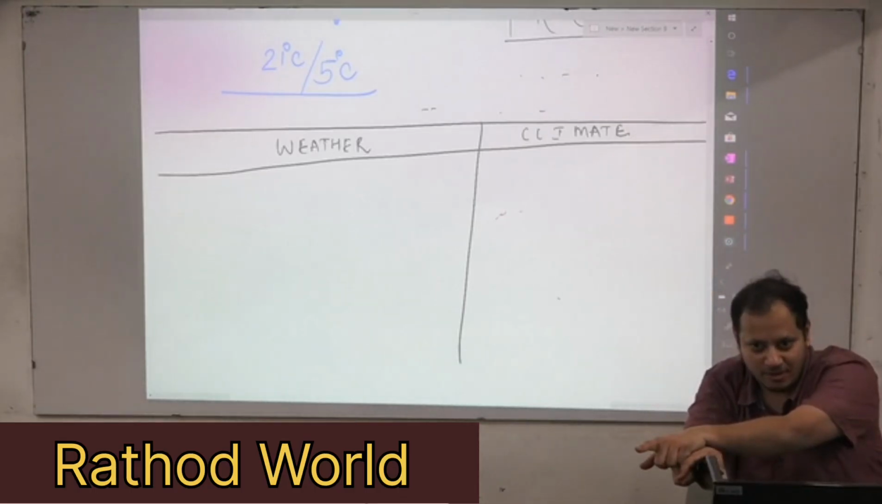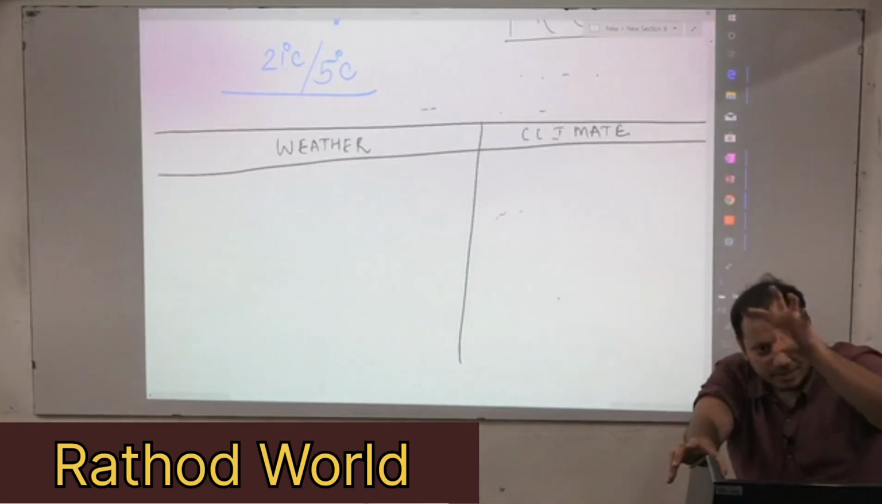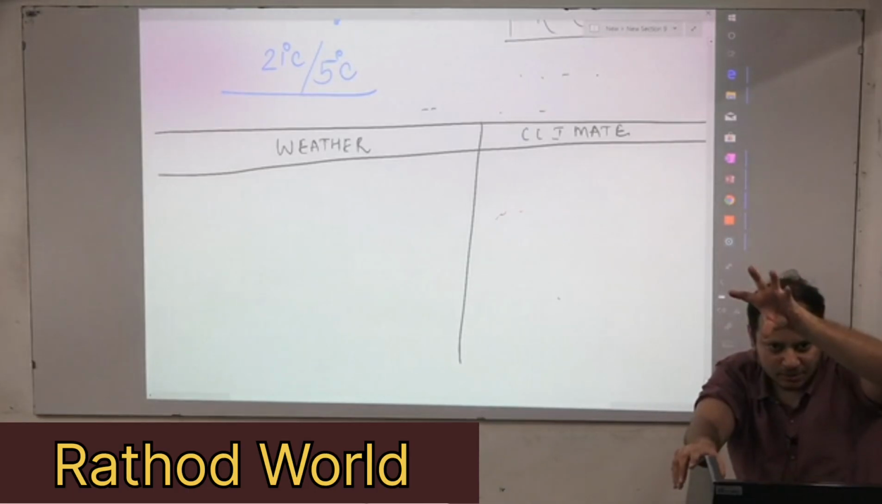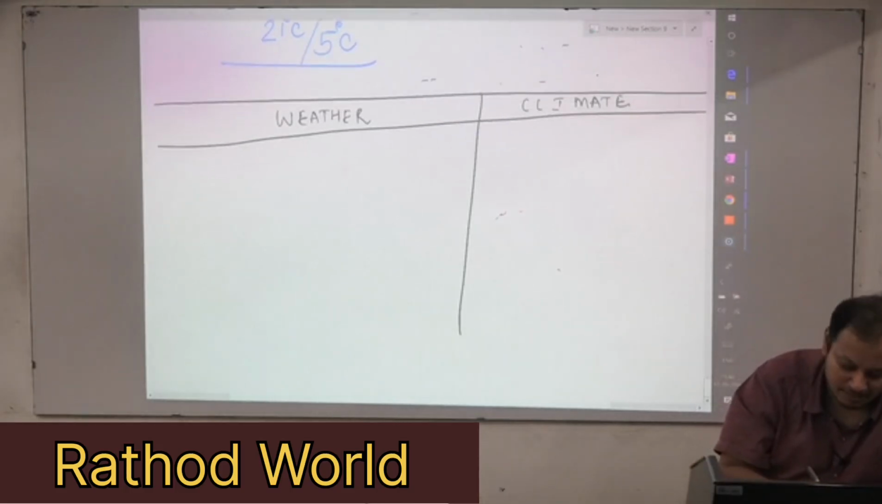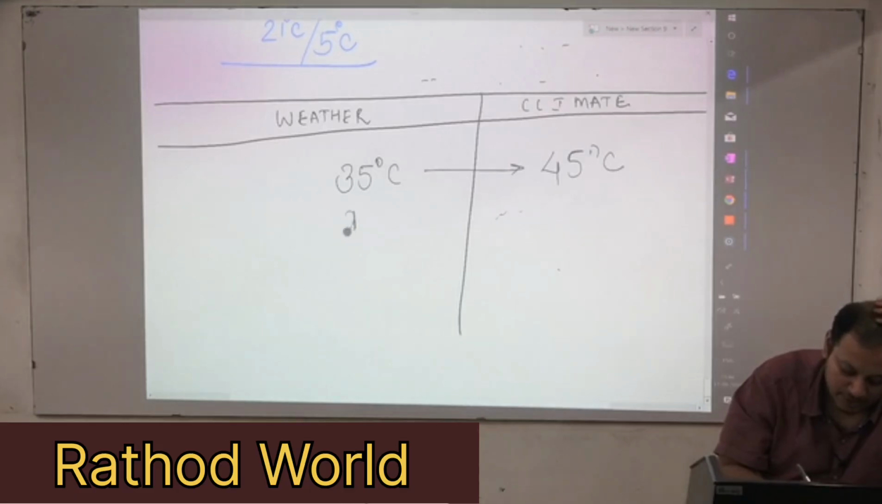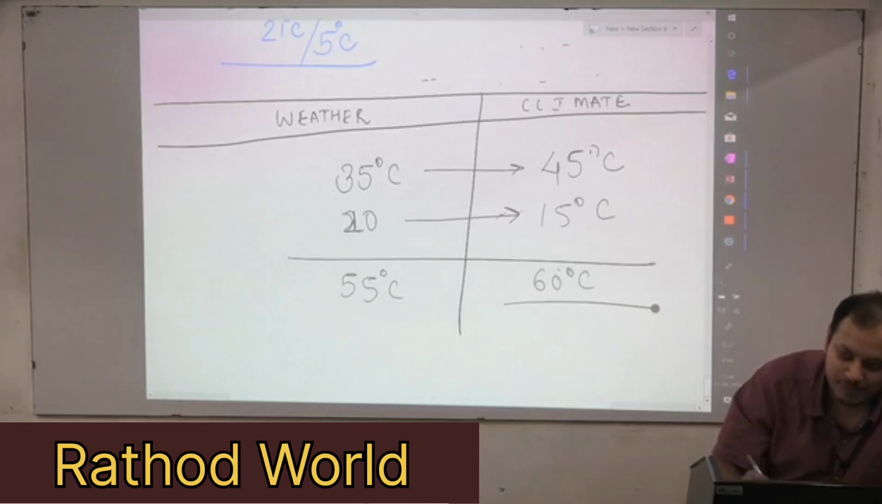Fine. And even in climate change, the average temperature of the earth will be increasing due to global warming. But within this average temperature, if earlier summers were around 35 degrees Celsius, summers can become 45 degrees Celsius. If earlier the winter temperature was around 20 degrees Celsius, the winter temperature can become around 15 degrees Celsius. How much is that? Where is global warming happening?